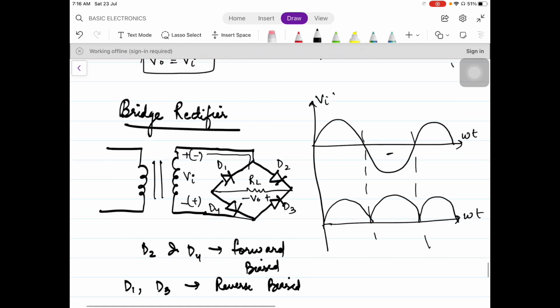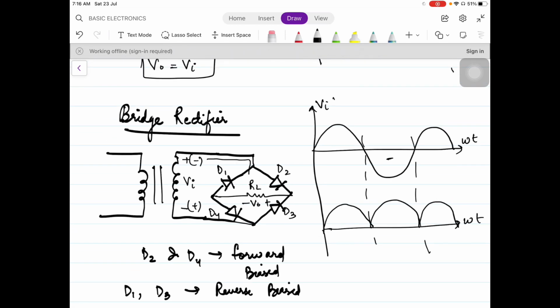So the output waveform will be the same in both cases, that is center tapped and bridge, but the process of working will be different for both the circuits, and both have their own advantages and disadvantages. So out of center tap and bridge, we prefer bridge rectifier.